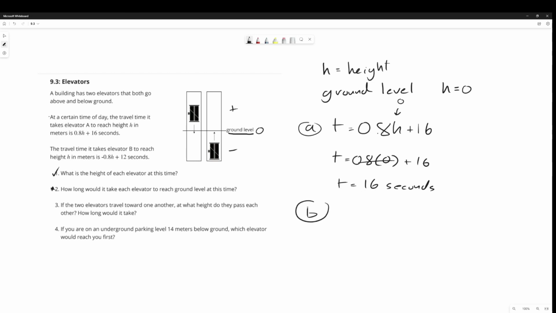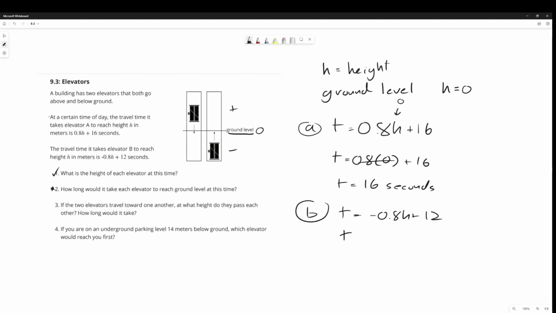Elevator B, our equation is t equals negative 0.8h plus 12. Now you need to figure out when elevator B is going to hit ground level. So go ahead and substitute 0 for h and solve. Pause the video and then come on back.